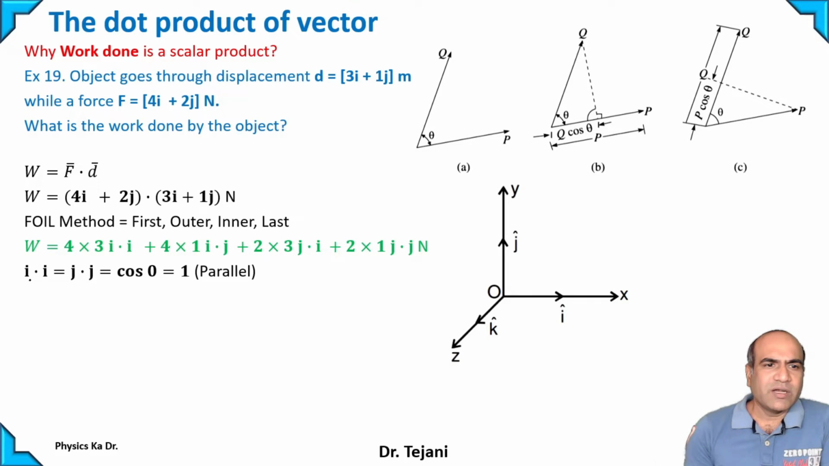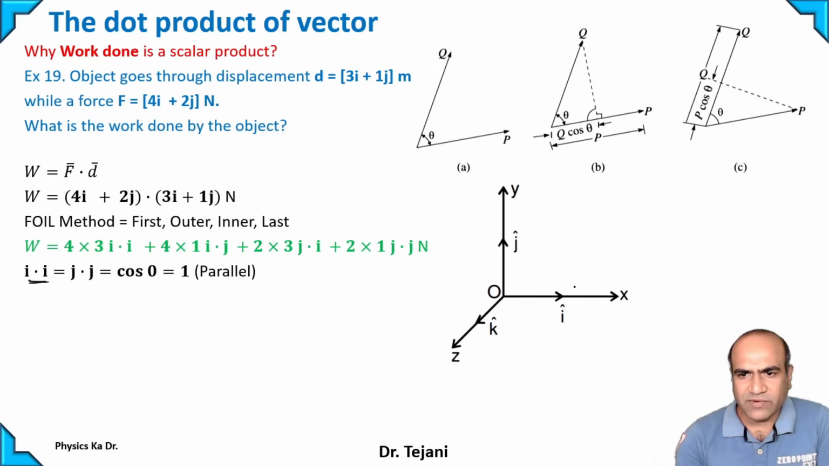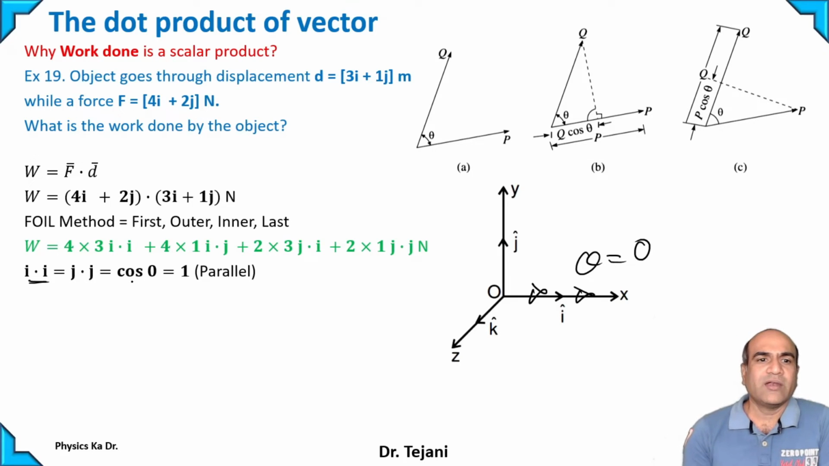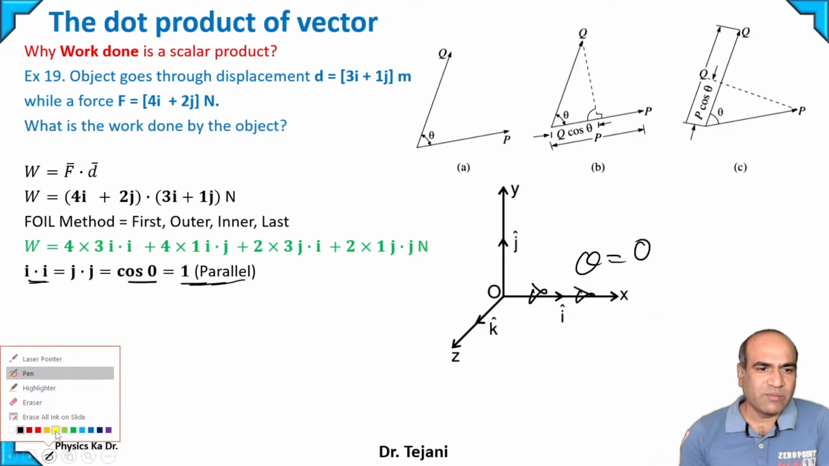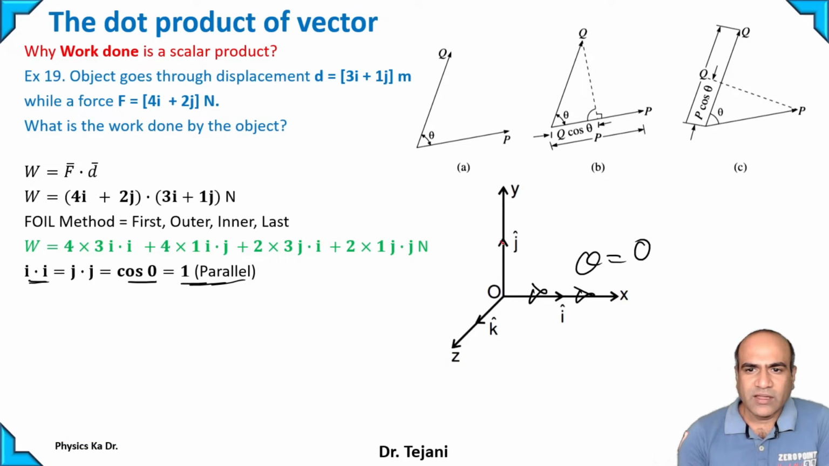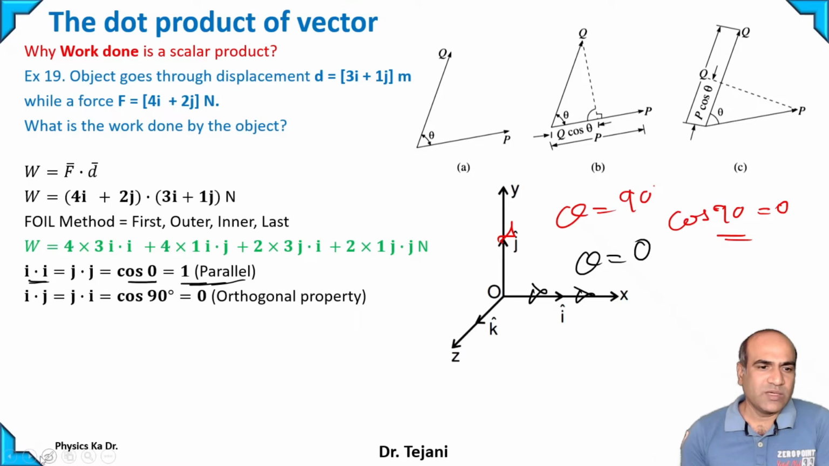And we know that i multiplied by i, that means axes, if it is axes in the same direction, theta becomes 0 and cos 0 is equal to 1. Right. So only i dot i becomes 1, but if it is i dot j, theta becomes 90 degrees and cos 90 becomes 0. So it has to be cancelled out.